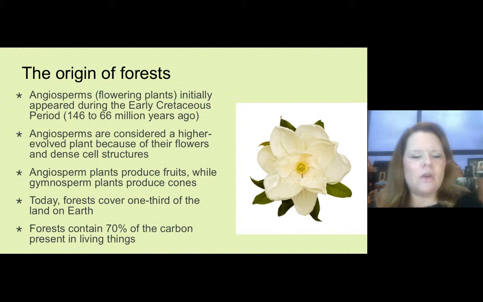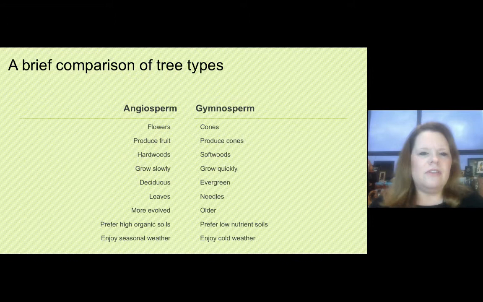Forests contain 70% of the known carbon present in living things, not dead things like, for example, permafrost, where you have dead plants that release things like carbon and methane when they melt. So when you look at the different types of trees, let's put them on each side of the coin. Gymnosperms are on the right. Those are going to be your cone-bearing plants. And then your angiosperms are, see if you can get it, what type of plants are they?